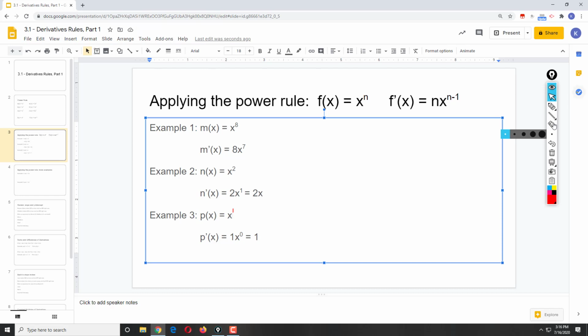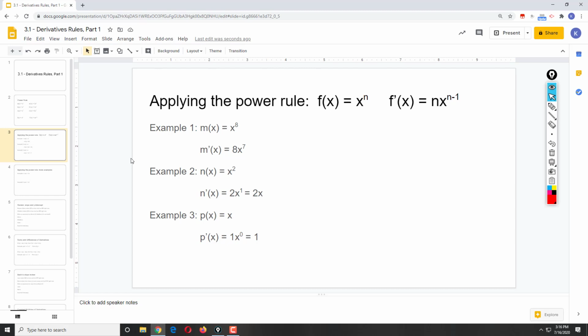That makes sense. If we have a line, y equals mx plus b, that's the same as m being 1. So the slope of p of x equals x is just 1.